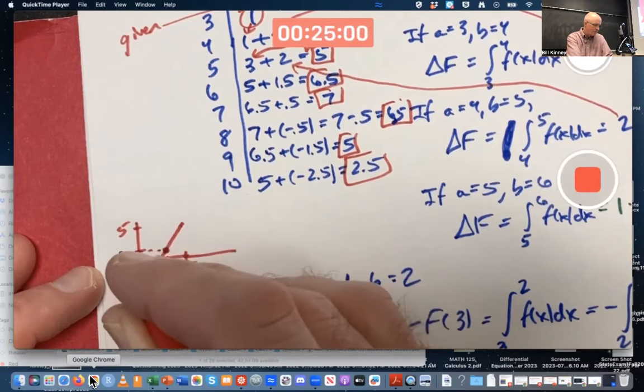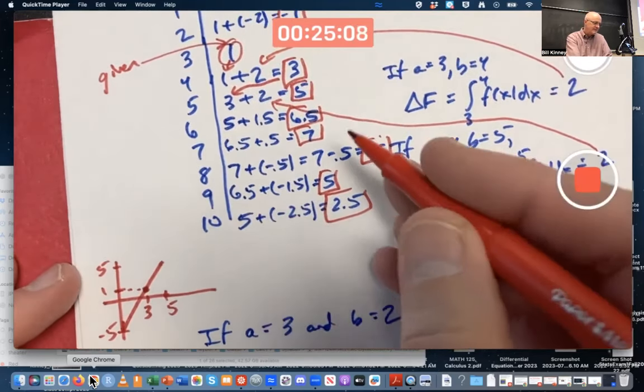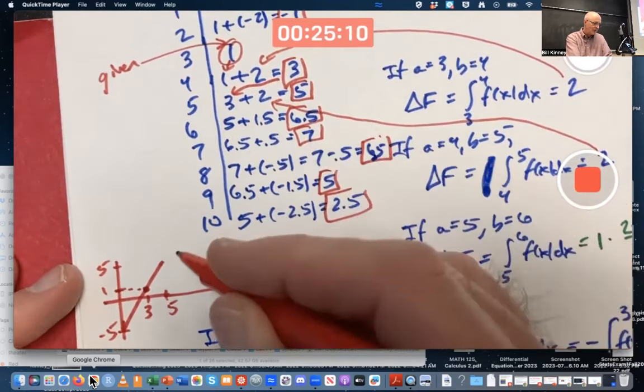There's our given initial condition, so to speak. Capital F of 3 was 1. Then you could plot these other points. When x is 6, y is 6.5. When x is 7, y is 7. Something about like this. The rest of the graph looks about like this.